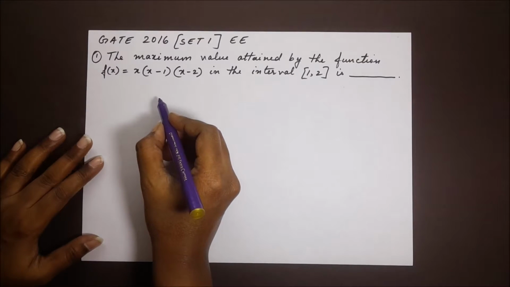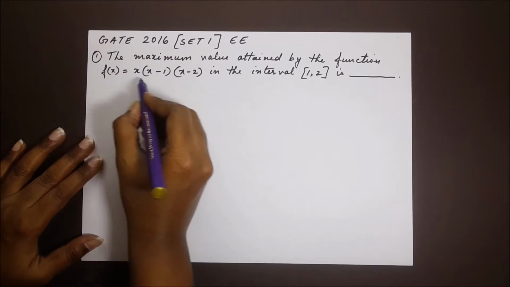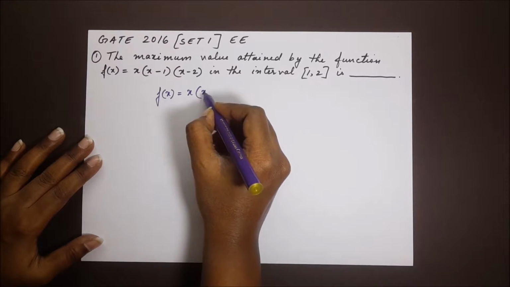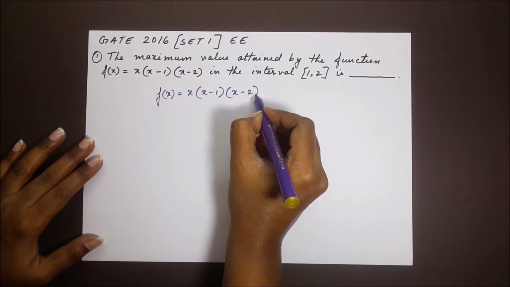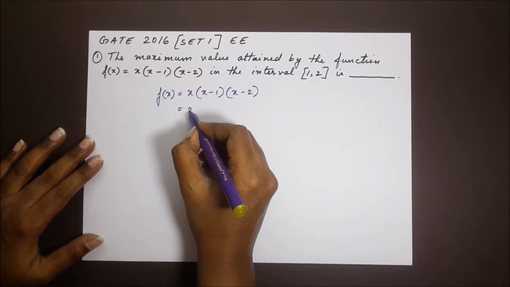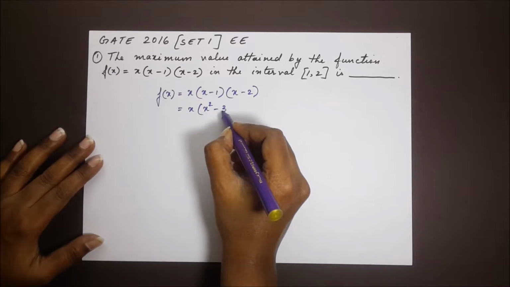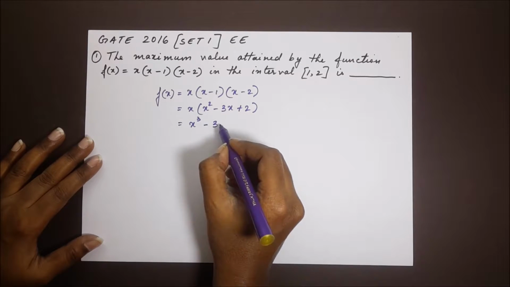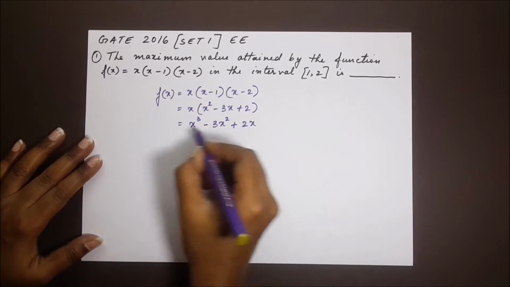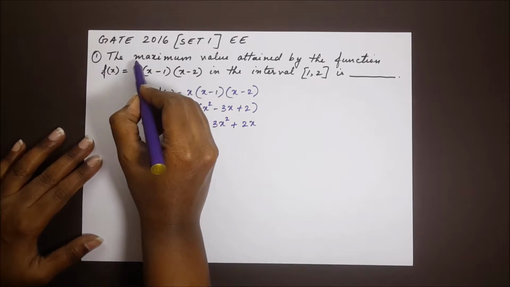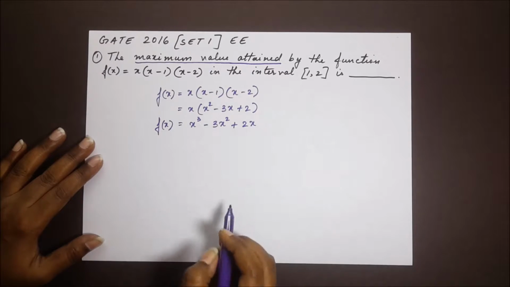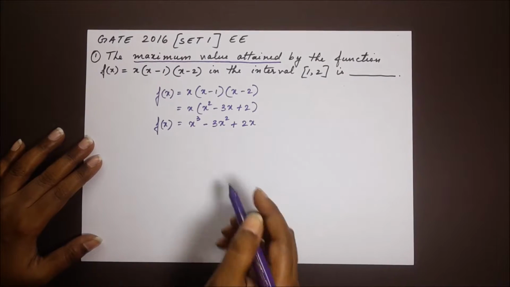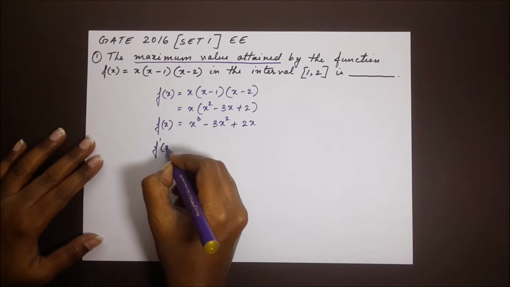So the first thing we have to do here is expand this equation. So we have f of x is equal to x times x minus 1 times x minus 2. Let's multiply them all. We'll get x square minus 3x plus 2. Further, we'll get x cube minus 3x square plus 2x. Now this is f of x. Now since the question says maximum value attained, this should immediately tell you that you have to find the derivative, the first derivative of this function, which is f dash x.